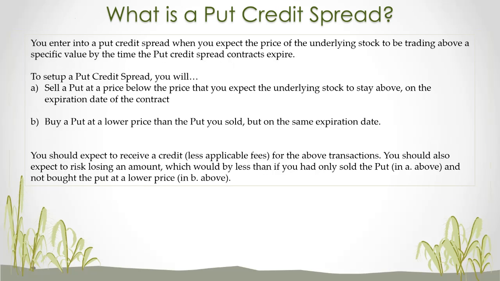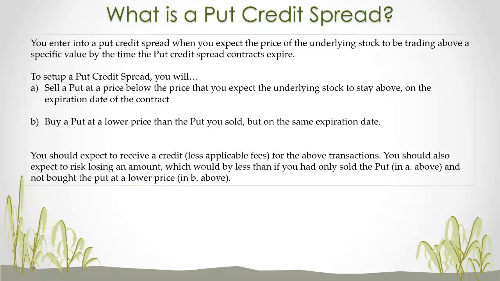So, what is a put credit spread? You enter into a put credit spread when you anticipate that the price of the underlying stock you're interested in will be trading above a specific value by the time the contract expires. To set up a put credit spread, you will do two things. First, you sell a put at a price below the price that you expect the underlying stock to stay above by expiry, and then you buy another put at a lower price than the put you sold, but on the same expiry date.